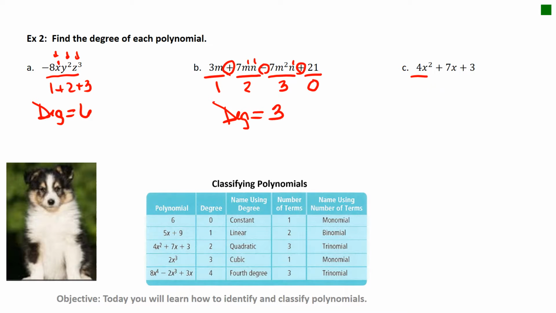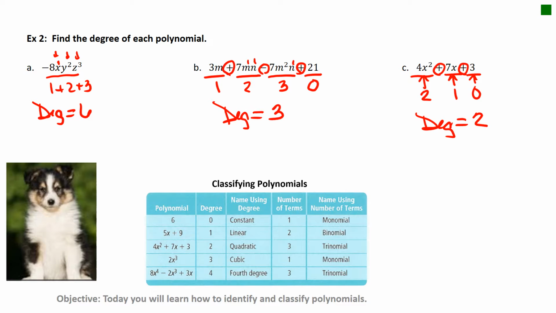All right, we've got 1, stop, 2, stop, 3. So I got to find the degree of each little monomial. This one has 2 variables. This one has 1 variable. This has none. Which is the biggest? The biggest is 2. Biggest one wins.